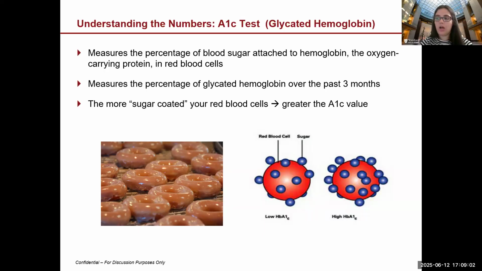So here on the left, I included this donut picture. So think of A1C as a donut. The dough is your hemoglobin or red blood cell, and the syrup or the sugar is your blood sugar. So the more sugar coated your red blood cells, the greater the A1C value is, and the less controlled your diabetes is.